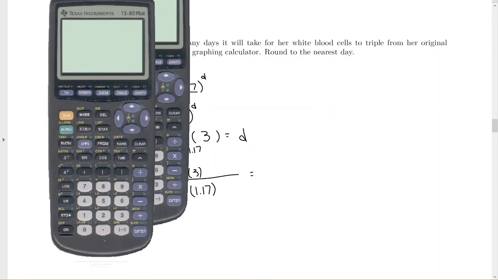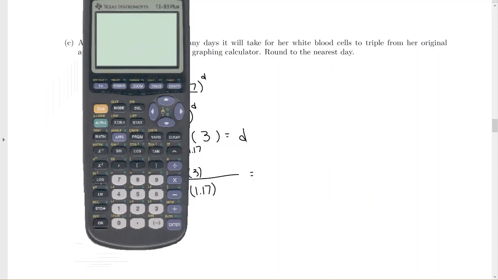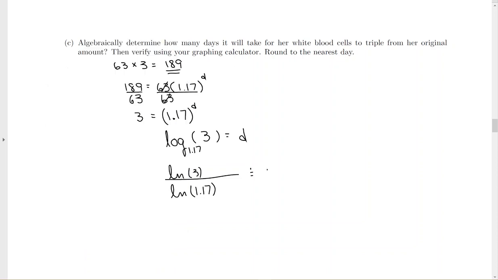So again, it's just, let me see if I can get my calculator up here. Yep, I got 2 calculators now. Okay, well, we'll just use one. Let me clear that out. Slide it down here. Natural log of 3, close parenthesis, divided by natural log, and then the 1.17. So it says round to the nearest day. So if it's 6.997 and change, we're going to round it to 7 days.